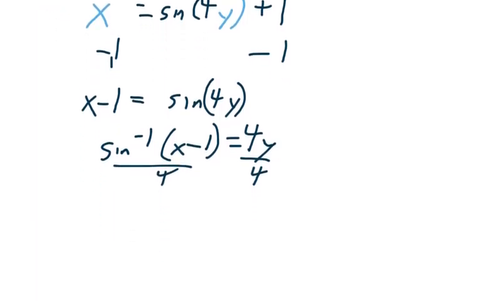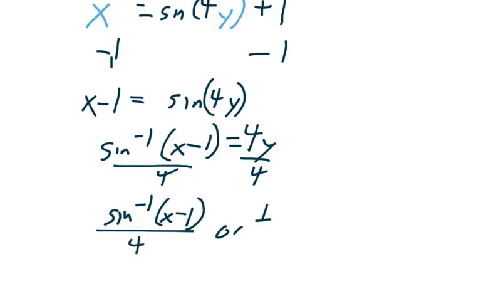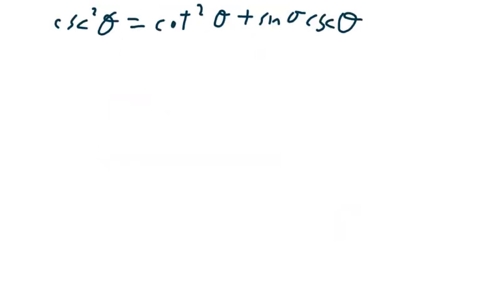So in a multiple choice situation, the answer is either going to be sine inverse of (x minus 1) over 4, or it's going to be 1/4 sine negative 1 of (x minus 1), with the x minus 1 in parentheses no matter what. Okay, we're going to verify this.